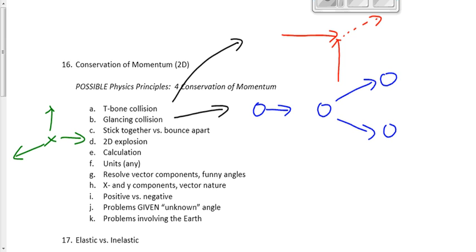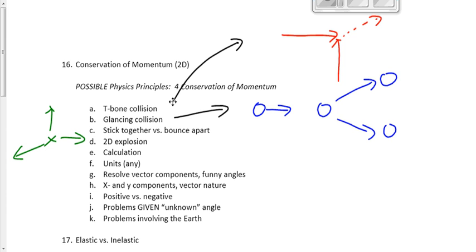Sometimes in a collision, they stick together. Sometimes they bounce apart. That's no different than a one-dimensional collision. If they stick together, it's M1V1I plus M2V2I equals MVF. If they bounce apart, it's M1V1F plus M2V2F. How do we do these questions, though? How do we do the first one, the red one, the blue one, or the green one: the T-bone collision, the glancing collision, or the 2D explosion?